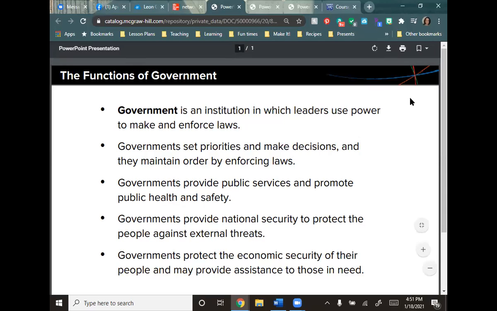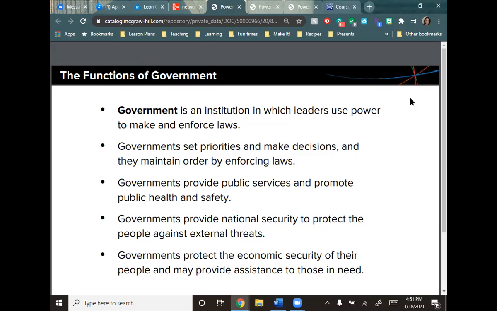All right, guys, welcome to government. So this is our first unit on the foundations of government. So let's begin with the functions of government.